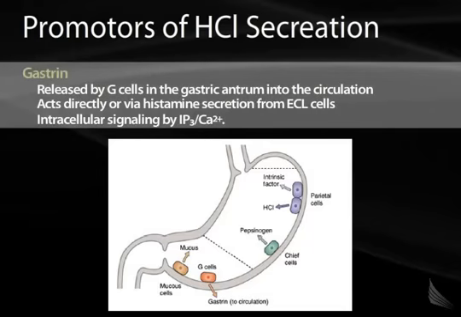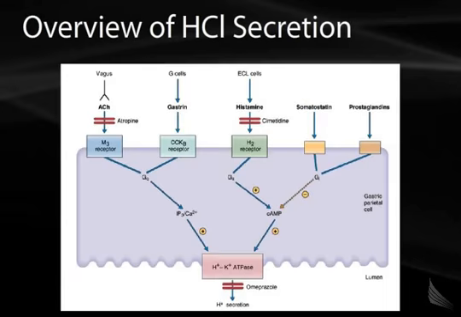Gastrin is released by G cells in the gastric antrum into the circulation. It acts directly or via histamine secretion from enterochromaffin-like cells and results in activation of intracellular signaling by IP3 and calcium. Therefore, this diagram represents an overview of hydrochloric acid secretion.